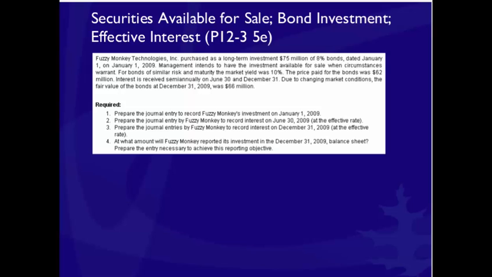Interest is received semi-annually on June 30th and December 31st. Due to changing market conditions, the fair value of the bonds at December 31st, 2009 was $66 million. And we have 4 requirements on this problem. First, we'll prepare the journal entry to record Fuzzy Monkey's investment.